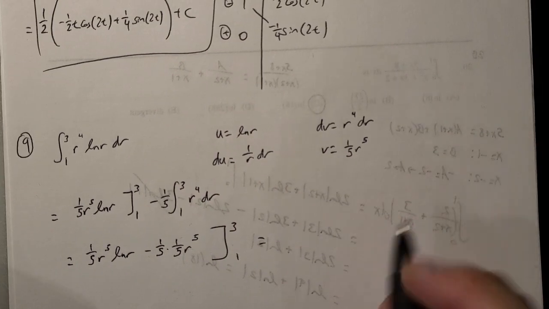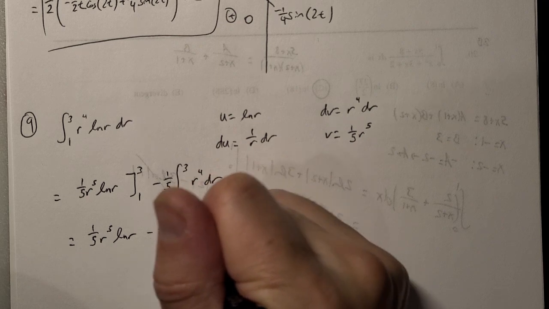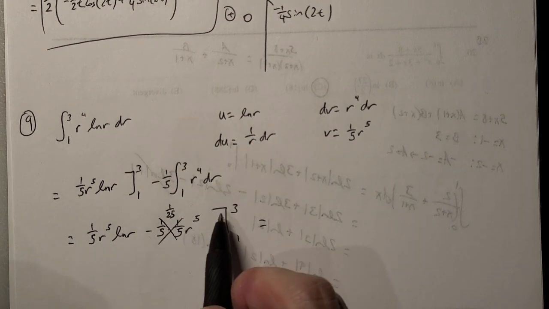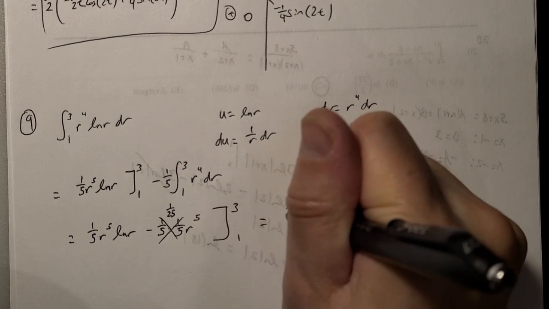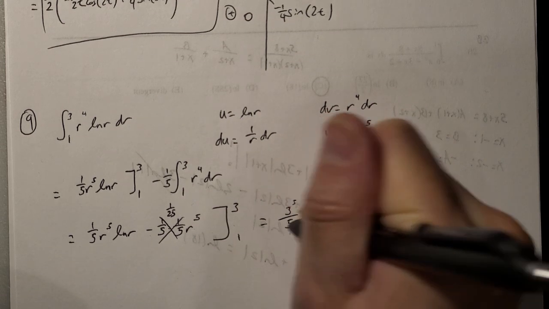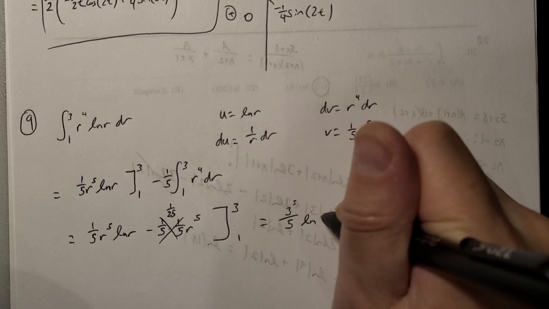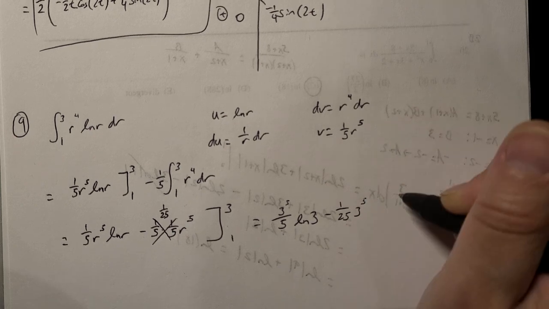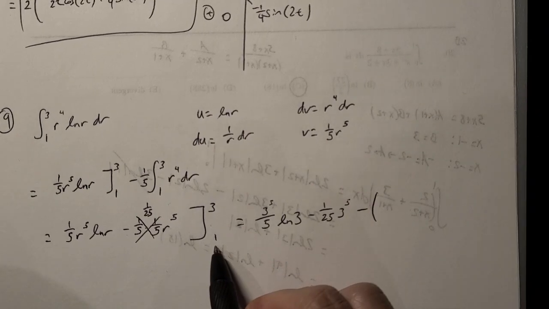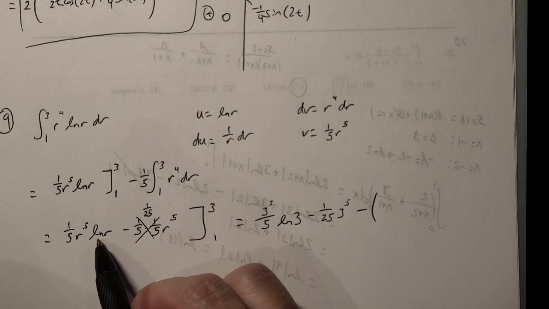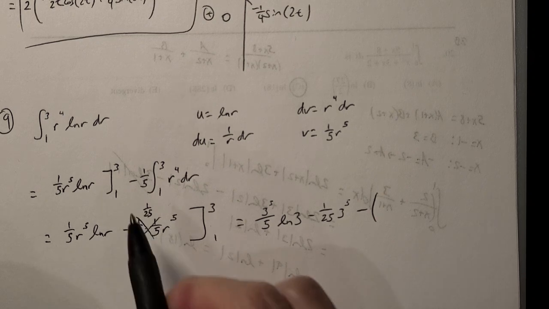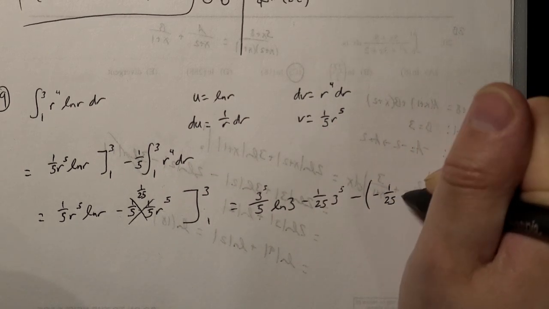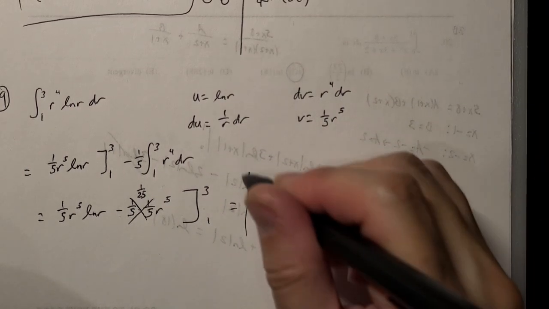Okay, so now let's do the fundamental theorem of calculus. By the way, we can simplify this to 1 over 25. Plug in 3 first, so it'll be 3 to the 5th over 5 ln of 3 minus 1 over 25, 3 to the 5th, minus parentheses, we plug in 1. Well, when we plug in 1, log of 1 is 0, so everything there would go away, and then we get minus 1 over 25. Okay, and this should be your answer.